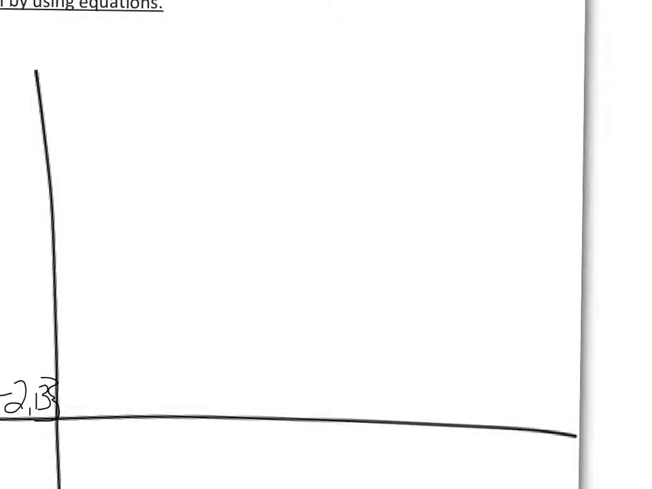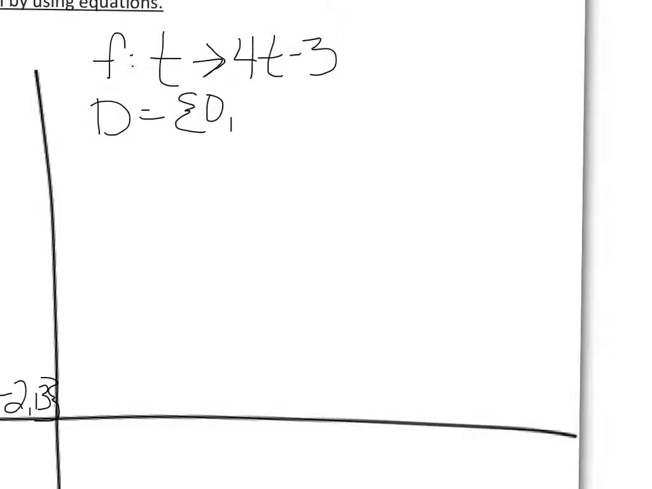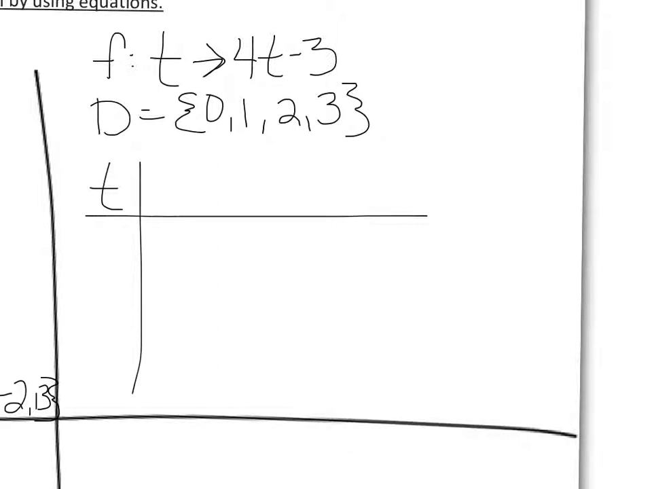Like this next one, if I have function f that assigns t to 4t minus 3. Okay, I lied. This one's not much harder. This time, my domain includes 0, 1, 2, and 3. Okay, so remember, my domain are usually my x values. This time, they're going to be my t values. So my domain column this time is going to be the values of t. And my rule is 4t minus 3. And I'm going to plug in 0, 1, 2, and 3.